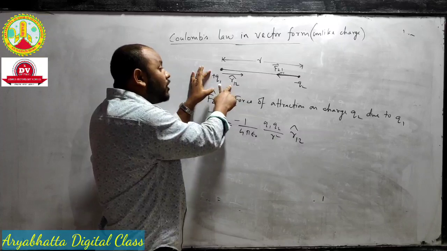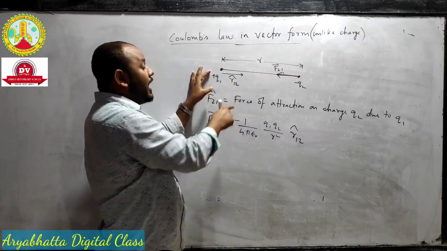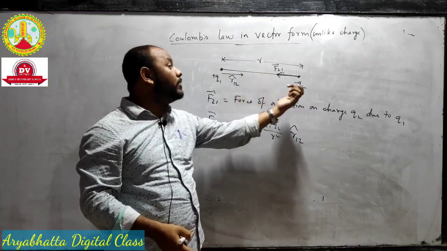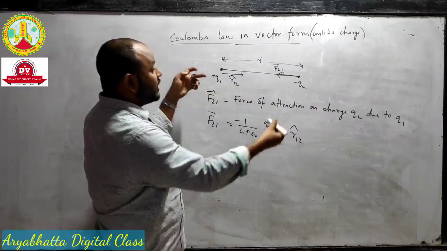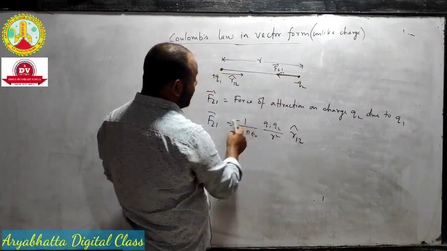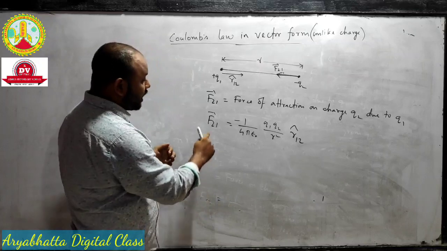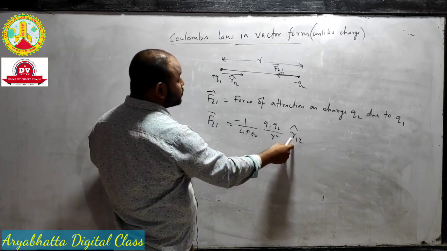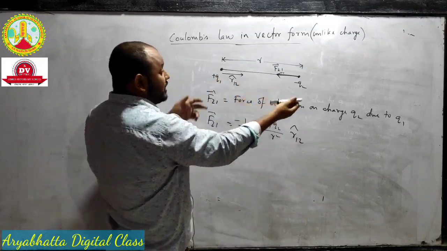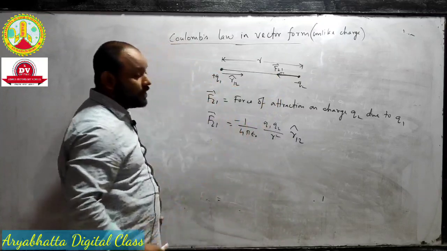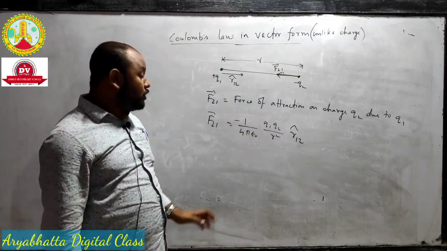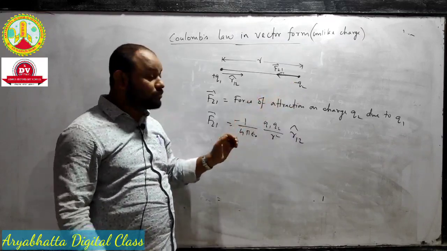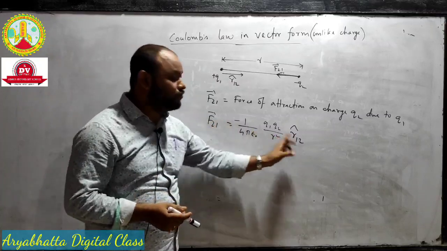What is the position vector R12? It will come from Q1, and the direction of the position vector is from Q1 to Q2, and the direction of force is from Q2 to Q1. So you can see the directions are opposite. That is why this negative sign will appear. So the direction of F21 is from Q2 to Q1, and the direction of R12 is from Q1 to Q2. The directions are opposite. That is why this negative sign will appear. You remember, this negative sign is not because of this minus Q2. It is because of the opposite direction of these two vectors.